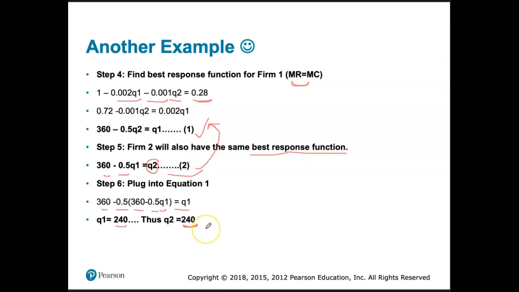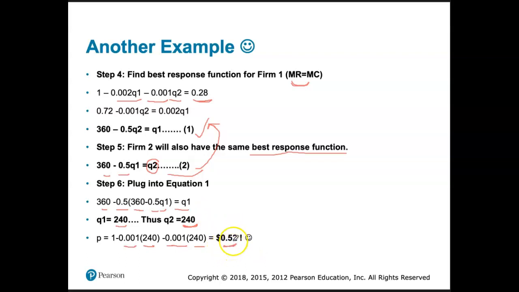From here you can easily solve for your P, and P in this case is going to be 1 minus 0.001 times 240 minus 0.001 times 240, right? How do we get P? Remember P from our initial equation. And you should get P as being 0.52 or basically 52 cents.